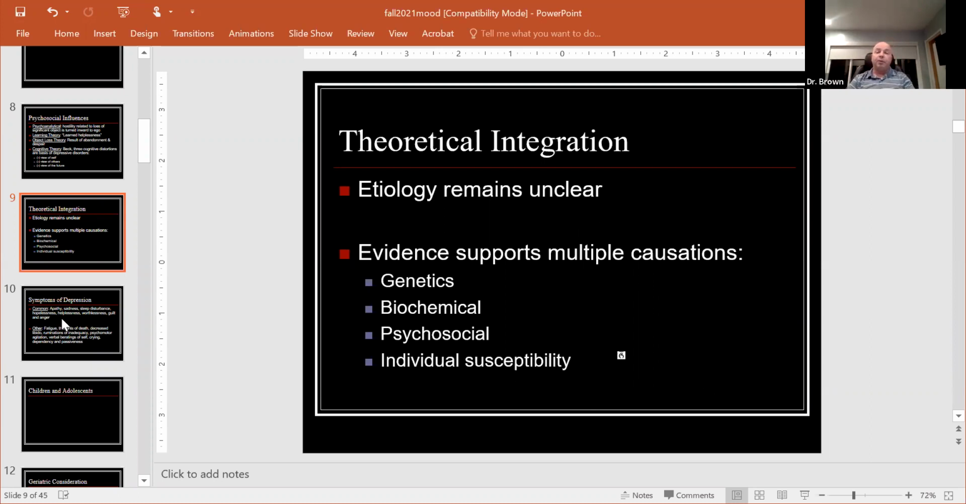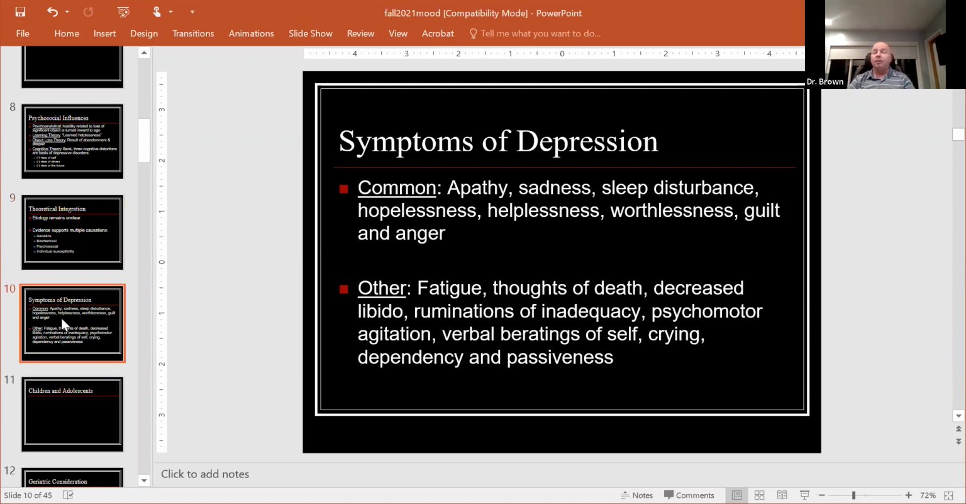So again, symptoms of depression can be apathy, sadness, sleep disturbance, as we spoke about, feeling helpless and hopeless, and a lot of guilt and anger. Why am I depressed? Why can't I do this? Why can't I provide for my family? Okay. And the other, which I touched on earlier, fatigue.